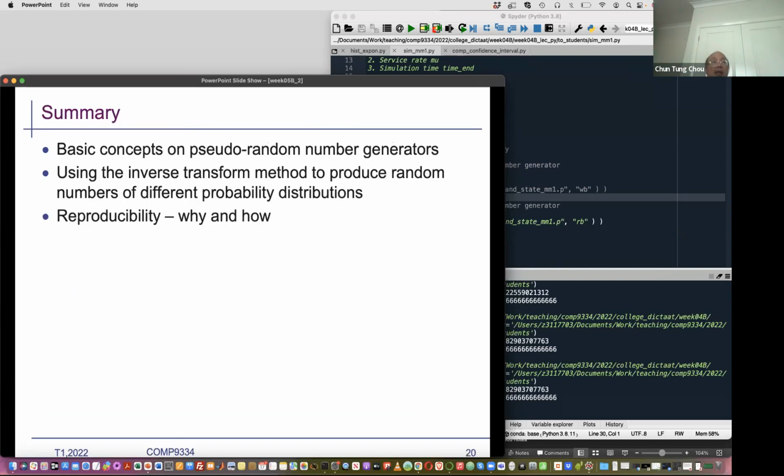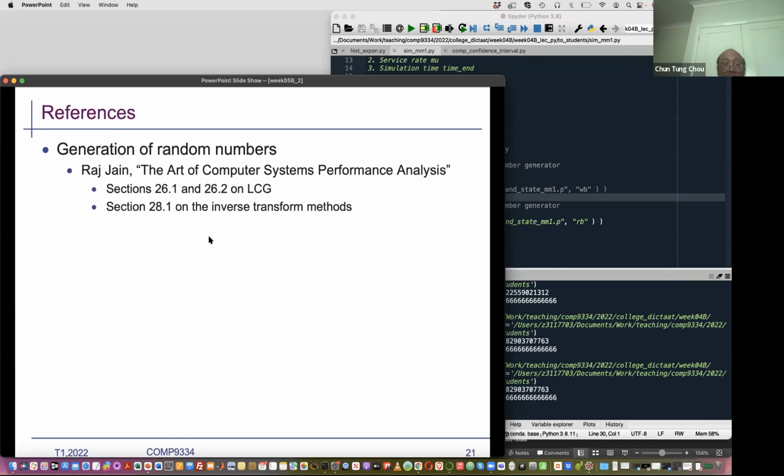As a summary, what we have done in this hour is give you the basic concept of pseudo random number generators. You have some overview of how they work. The key thing that I would like you to learn is to use the inverse transform method so that you can produce random numbers from any probability distribution. We have also gone through the topic of reproducibility, why we need it, and how you do it. These are some of the references.